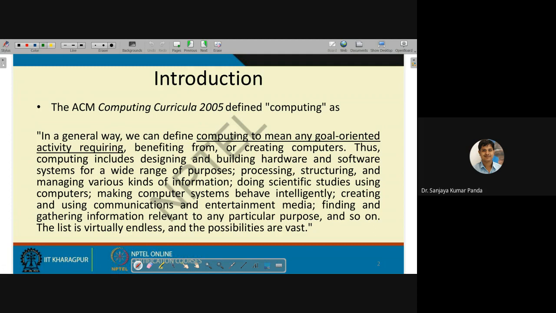So computing includes designing and building hardware and software systems for a wide range of purposes. Not only for this purpose, right? If you see, before cloud computing, we have another computing paradigm that is called grid computing.